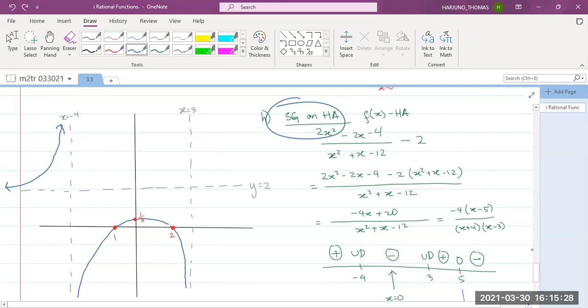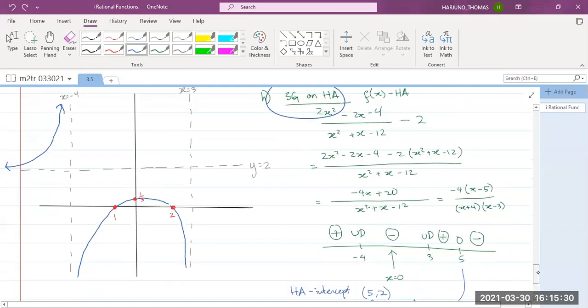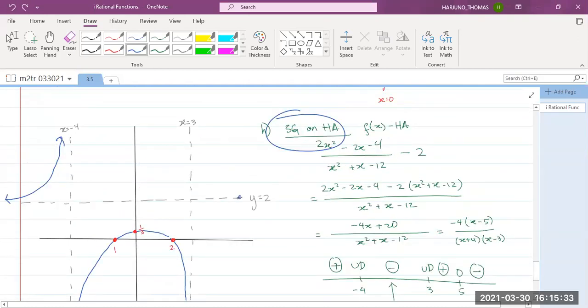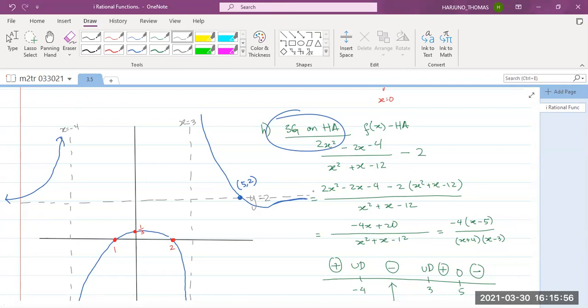It turns out that we have a horizontal asymptote intercept at 5, 2. So at 5, 2, we have a horizontal asymptote intercept. So the graph actually looks like this. The graph actually looks like that. Okay, that's for this one question here.